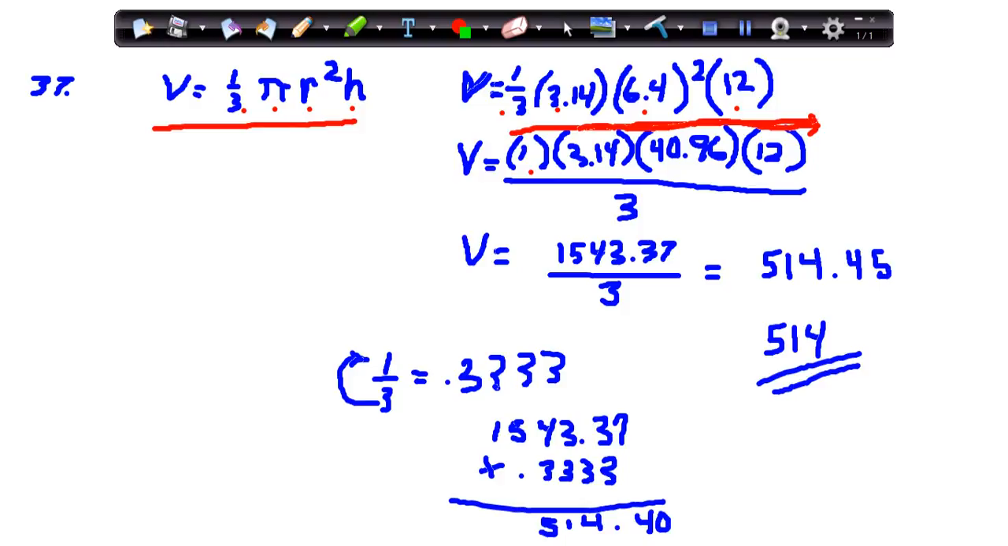It was 1543.37 over 3, all right? And that equals 514.45. But your book said to the nearest centimeter. Because that decimal is less than 0.5, we round it down to 514. If that decimal is 0.5 or higher, then the 514 would be 515. But it's not 0.5 or higher. Okay, there we go. That's your answer.